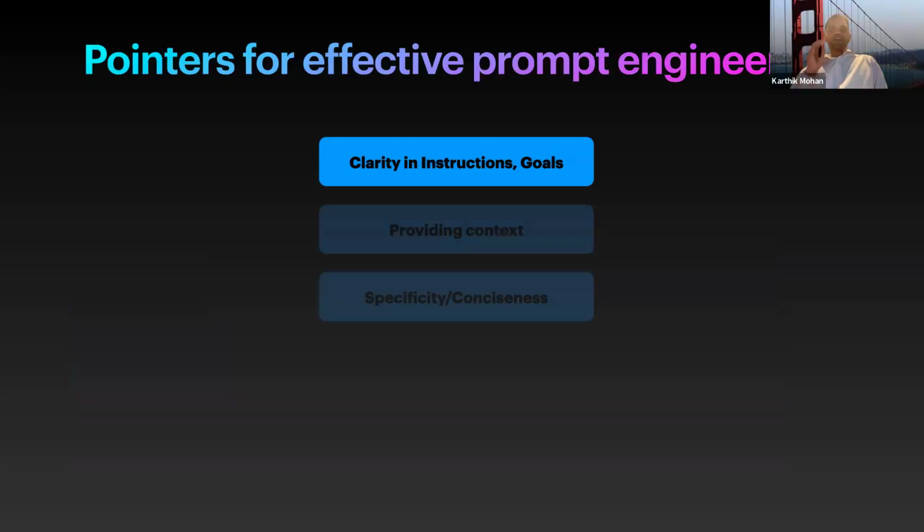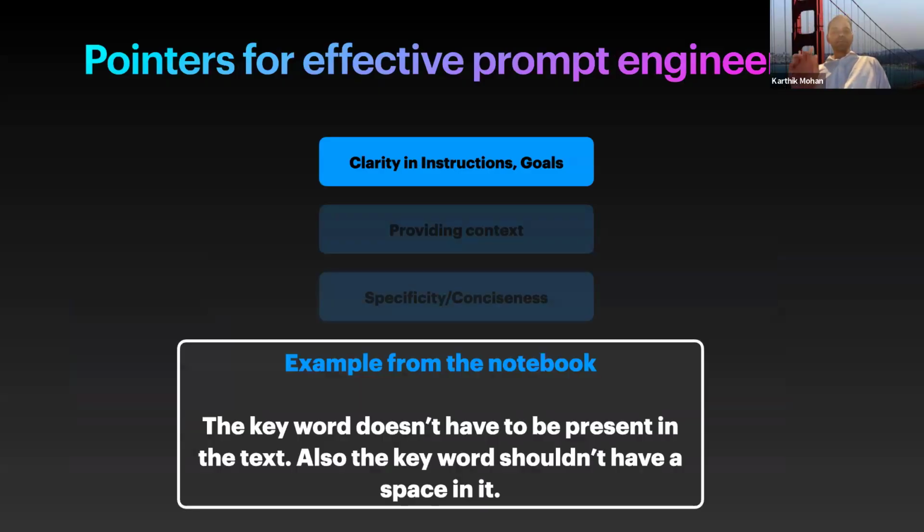So some pointers for effective prompt engineering. Clarity in instructions is key, right? We saw this with this example. The keyword doesn't have to be present in the text. So we were very clear about what we expected, and also the keyword shouldn't have a space in it. So clarity is very important when you construct a prompt.